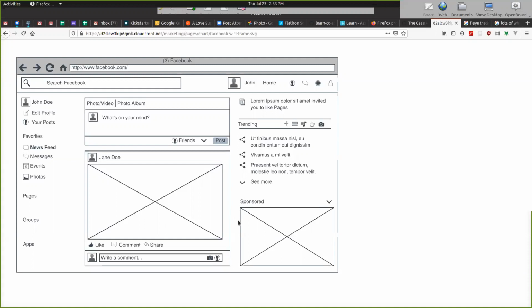I'll give you another one. I want you to think to yourself for a second, how many things in this layout are centered? Think to yourself, which things in this layout are centered?